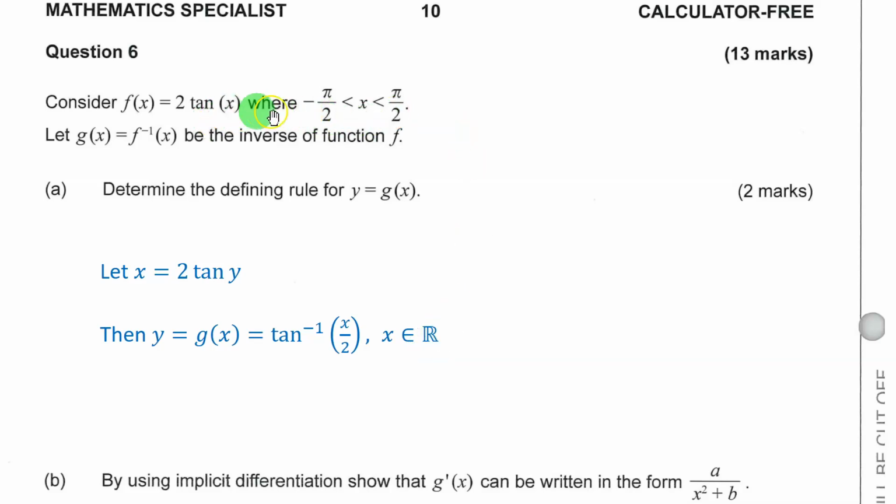Obviously, if we substitute x as any value between negative pi by 2 and pi by 2, y is going to be all real values, and then the range of this becomes the domain of our inverse. Anyhow, so far so good. Then we move on to part B.